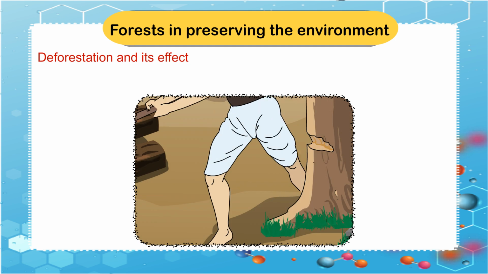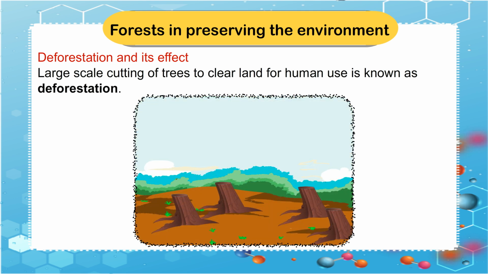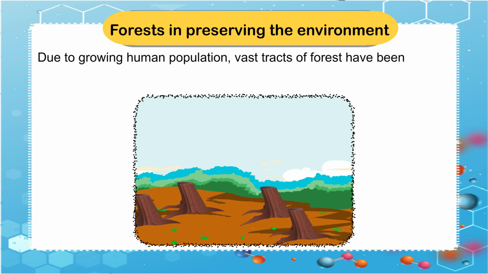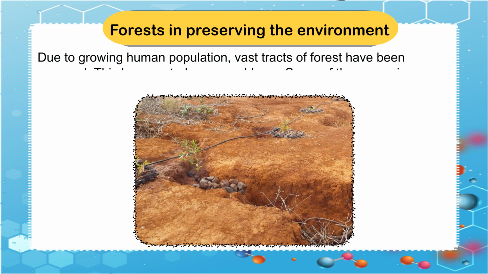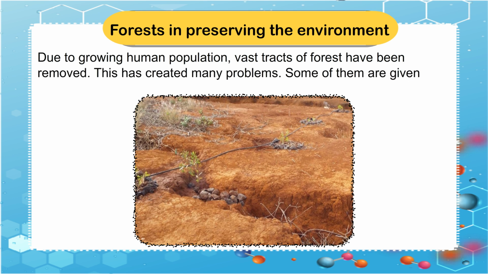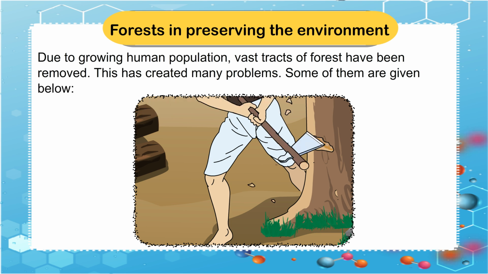Deforestation and its effect. Large-scale cutting of trees to clear land for human use is known as deforestation. Due to growing human population, vast tracts of forest have been removed. This has created many problems. Some of them are given below.